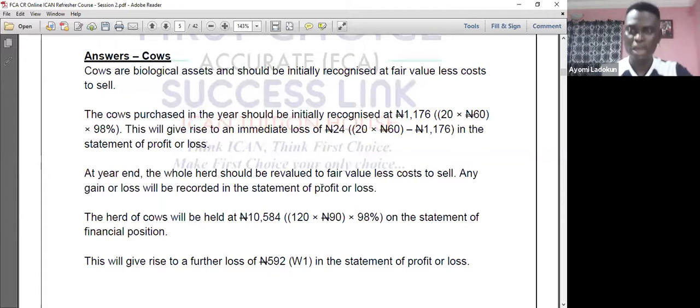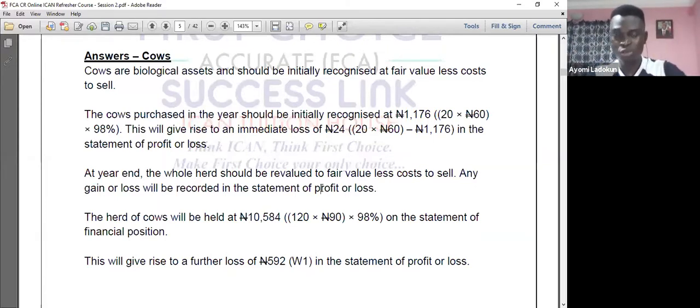Now listen up. After agricultural produce has been harvested, IAS 41 will cease to apply. Let me say that again. After agricultural produce has been harvested, IAS 41 will cease to apply. But don't forget that before harvest, I must measure at fair value less cost to sell. After harvest has occurred, it becomes an item of inventory.